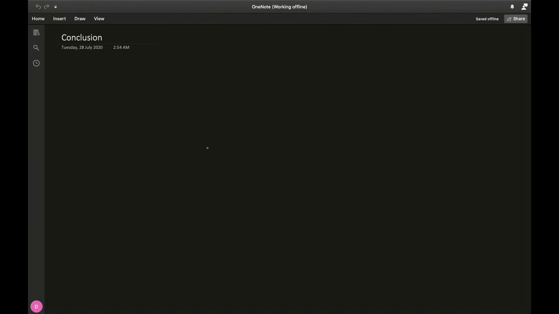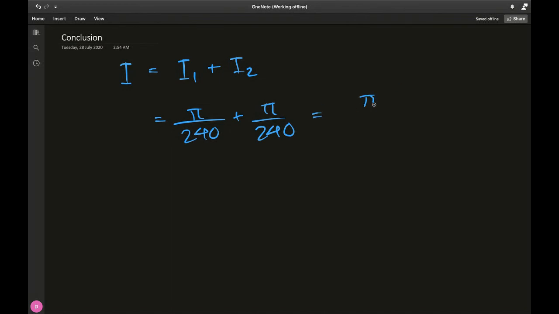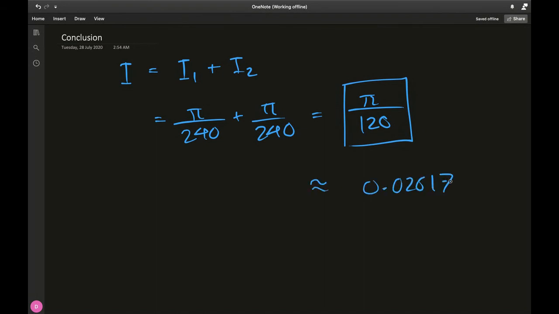But do you know what that means? That means we are really done with our problem. So our problem I was actually a sum of I1 and I2, and we know that I1 and I2 were pi over 240 and pi over 240. You sum them up with simple algebra, you have pi over 120. And that's actually your answer. And if you want me to approximate, this is 0.026179938 approximation.